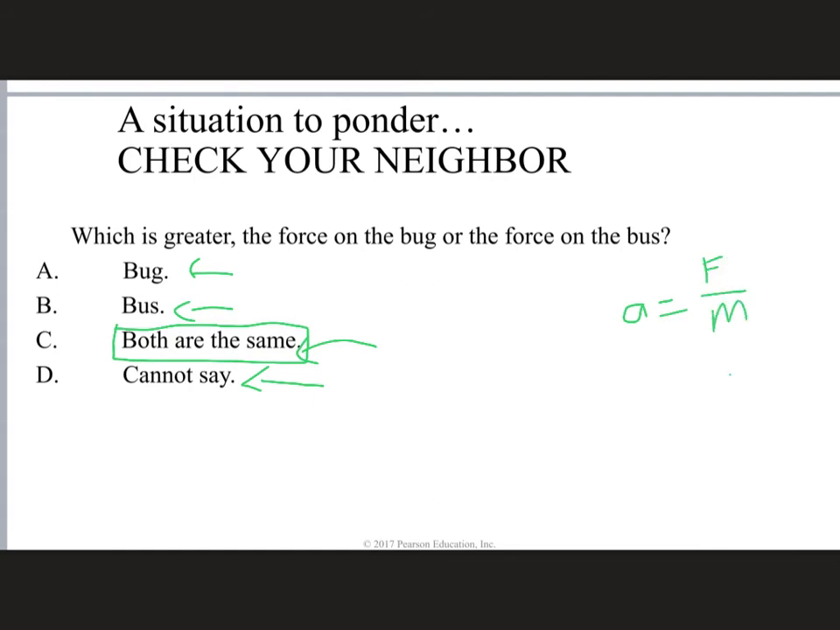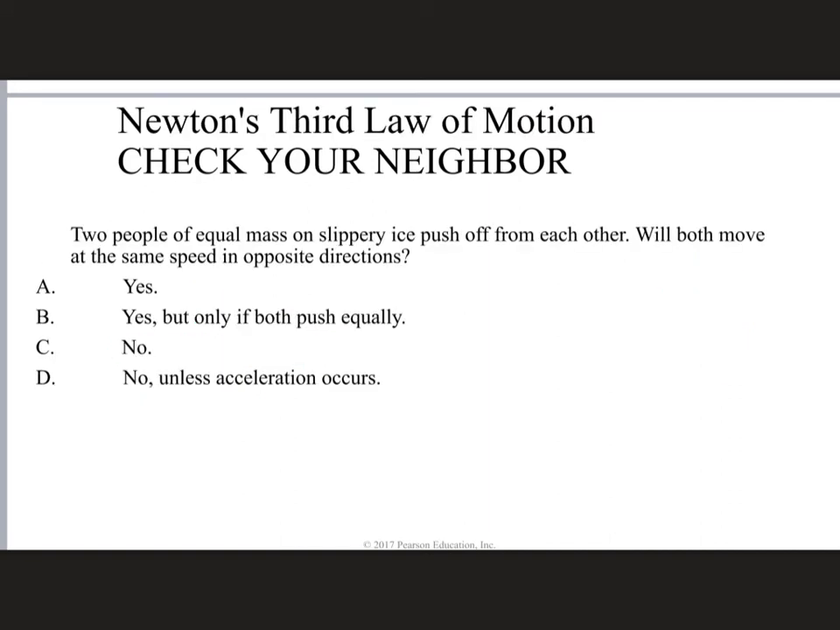The bug is very, very tiny, so it experiences a massive acceleration, enough acceleration to smush it. Whereas the bus has a much bigger mass, so it's dividing by a much larger number, and its acceleration is low. That's why the impact seems to be different. The force is the same, but because the masses are different, you get different accelerations.